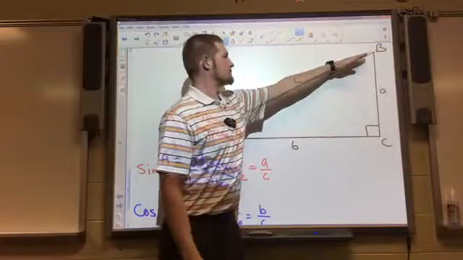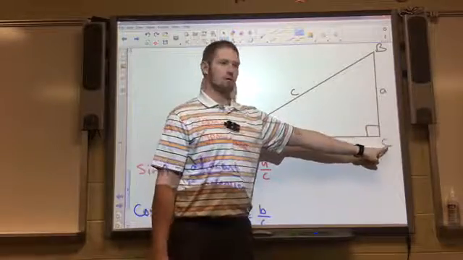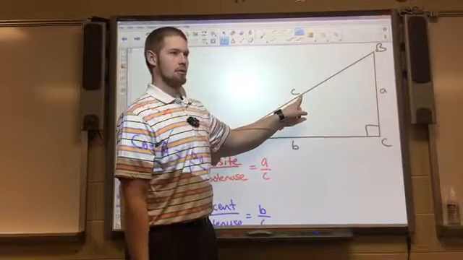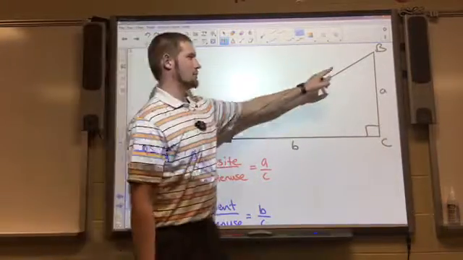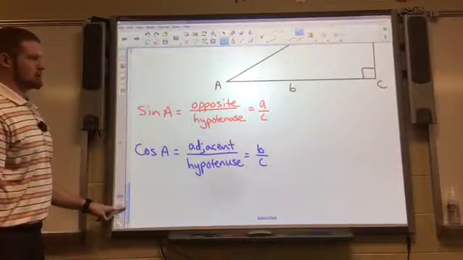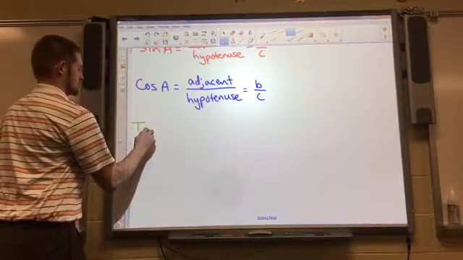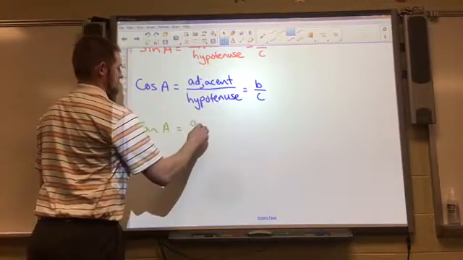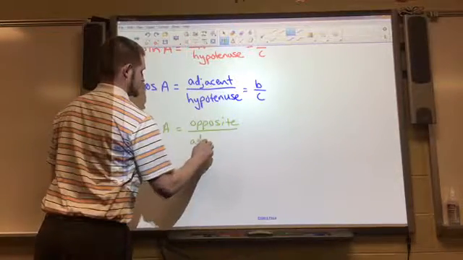So if the hypotenuse can never be the opposite, can we find the sine, cosine, tangent of this right angle? No, because wouldn't we need the opposite? So you'll never find sine, cosine, or tangent of your right angle. It's only going to be of your acute angles. So never your right angle, only your acute angles. And then our third function was tangent. So the tangent of A is equal to the opposite divided by the adjacent.